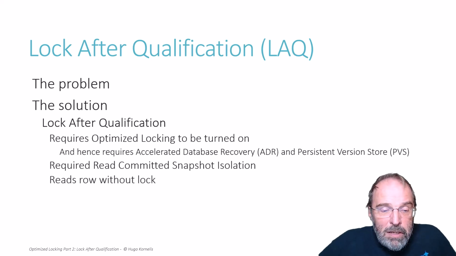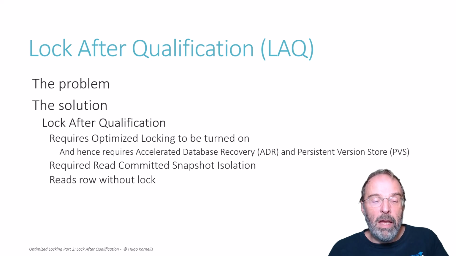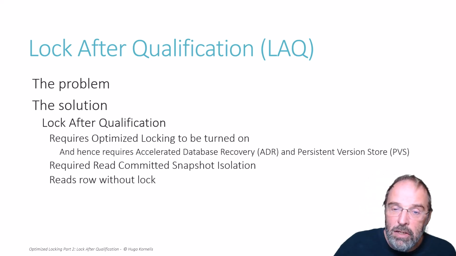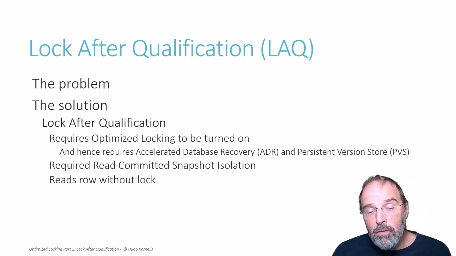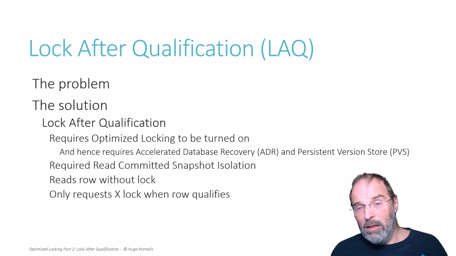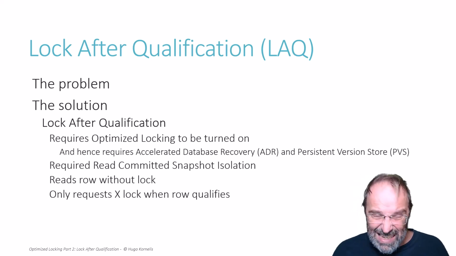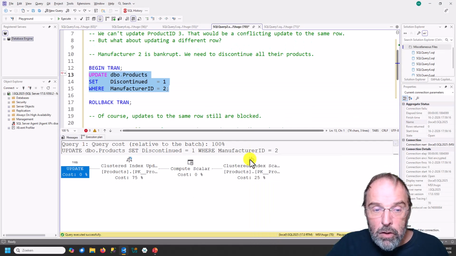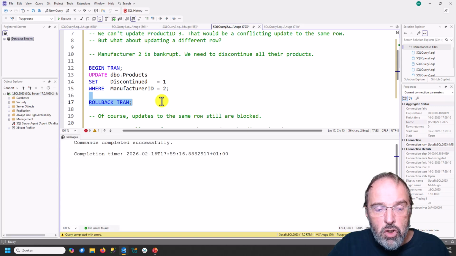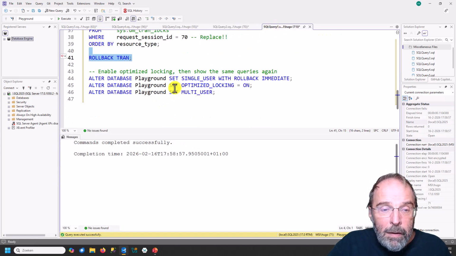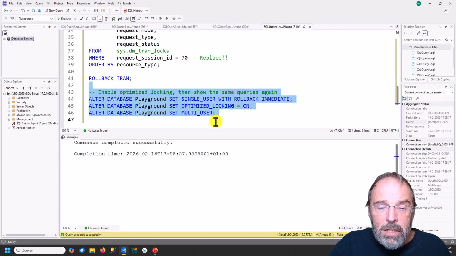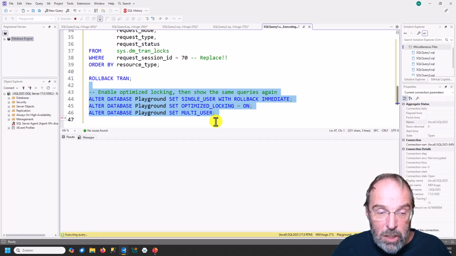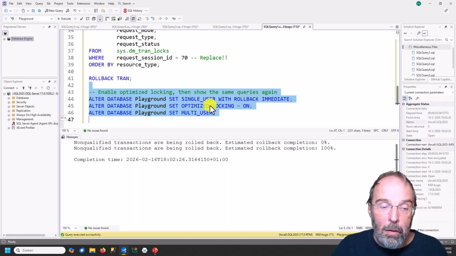So what happens if you do this is that now we have read committed snapshot isolation. SQL Server will read the row without locking it first. And then if the row qualifies, it will try to upgrade to an exclusive lock so that it can modify the data. So let's return to our demo. Make sure that we were already rolled back. So let's now enable optimized logging and then run the same demo.